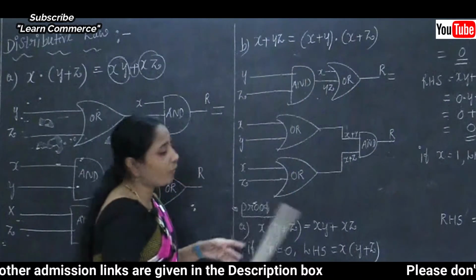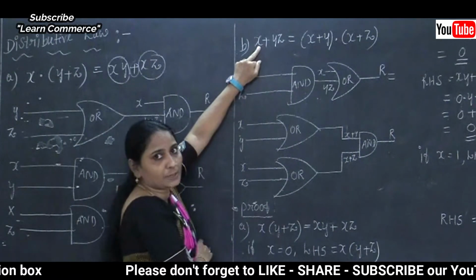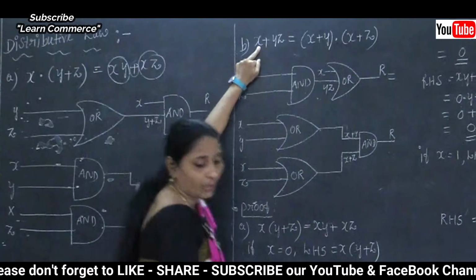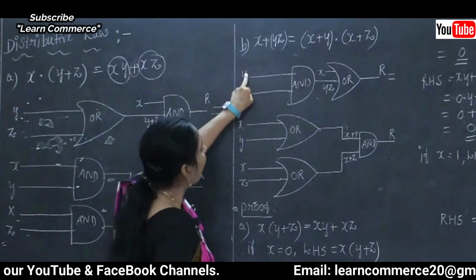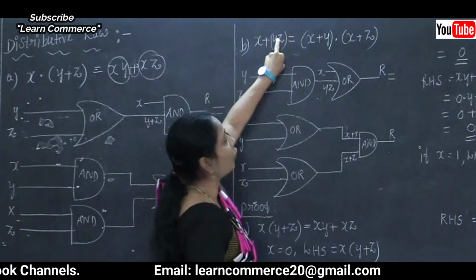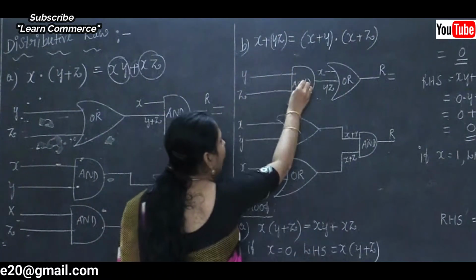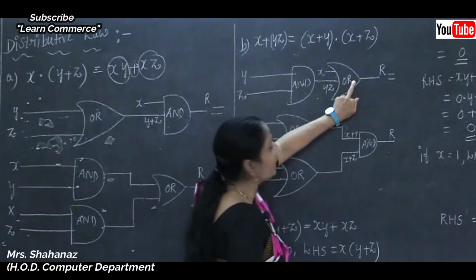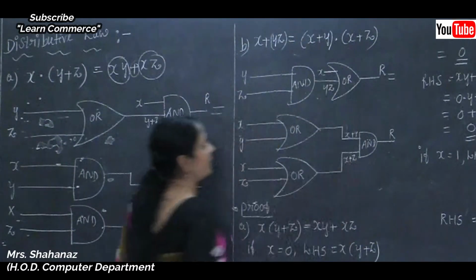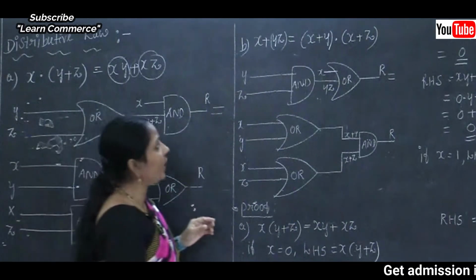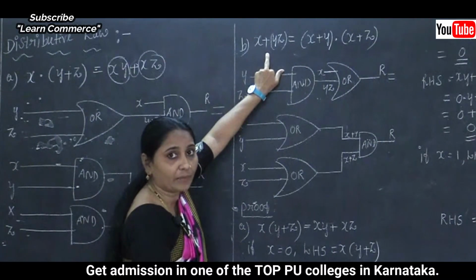So x plus yz. How are we going to complete it here? I am not going to take the x first. First I am going to complete the y and z. Clear this point here? In between y and z, the dot operator is the AND operator. So y and z, and the plus is the OR operator, or x. Clear this point here? So this is the symbol of our x plus yz. Again I am going to explain how to complete the left hand side symbol.